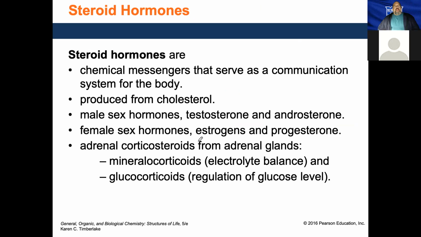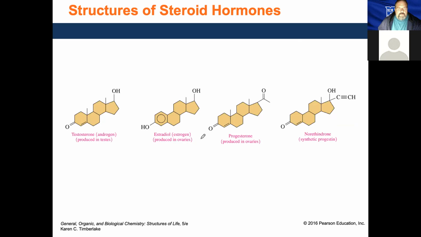All right. Steroid hormones. Testosterone, progesterone, they're all steroids. They're produced from cholesterol. They're essentially chemical messengers that serve as a communication system for the body. You have the male sex hormones, testosterone and androsterone. You have the female sex hormones, estrogens and progesterone. You also have what are known as adrenal corticosteroids, which are produced from adrenal glands, mineralocorticoids, glucocorticoids, and such like that.